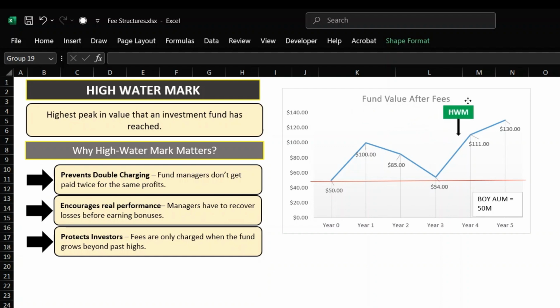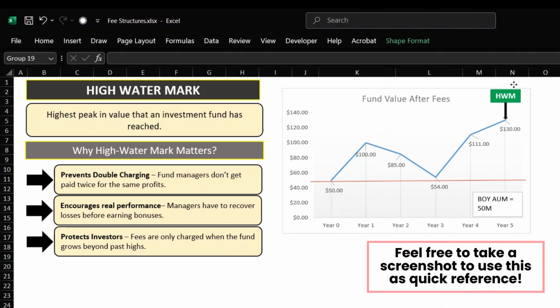In year 4, our high watermark became 111 million because it is crossing the previous threshold of 100 million, and the GP will get its performance fees. Similarly, in year 5, the value of our investments has again increased to 130 million. Since it is greater than our previous threshold, the GP will get its performance fees and this will become our new high watermark. I hope this made the high watermark concept more clear.